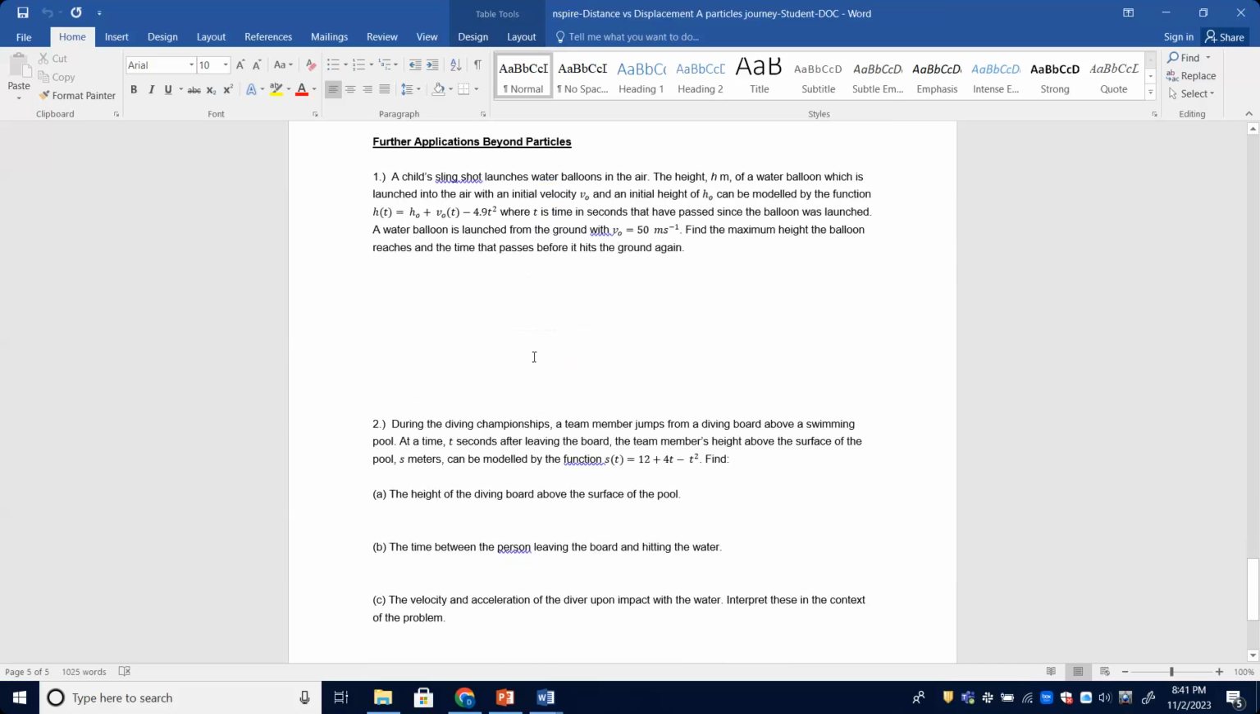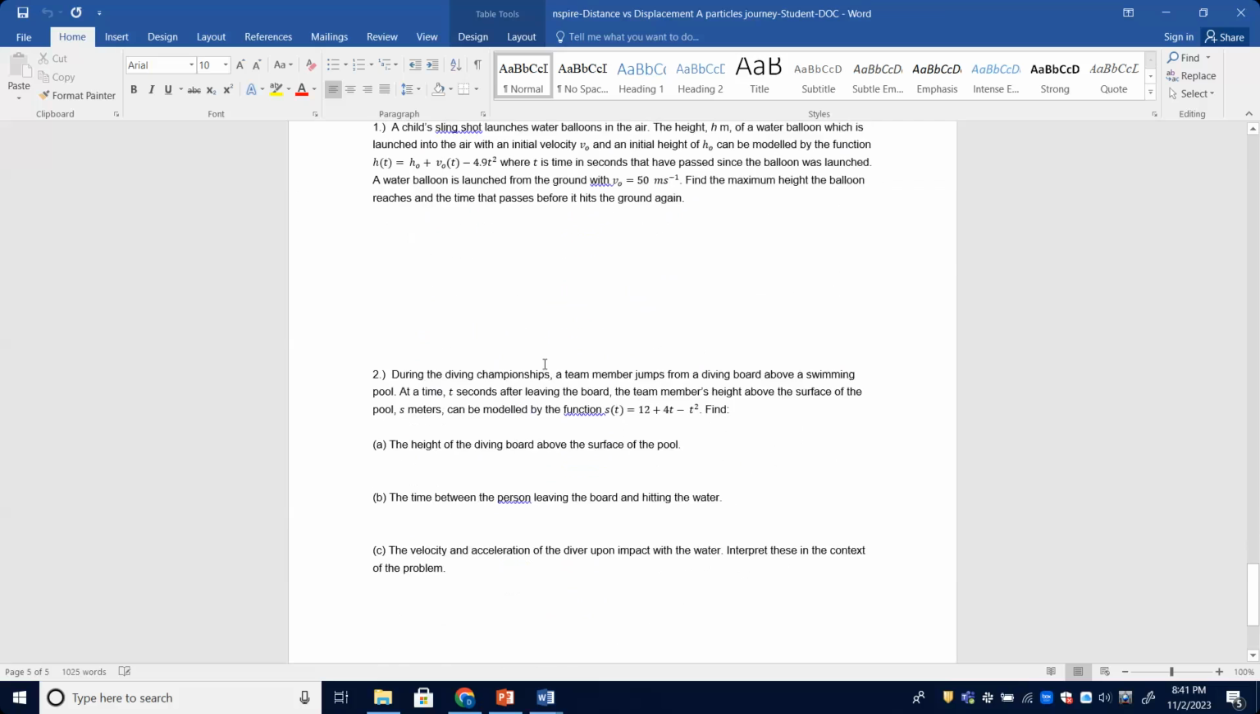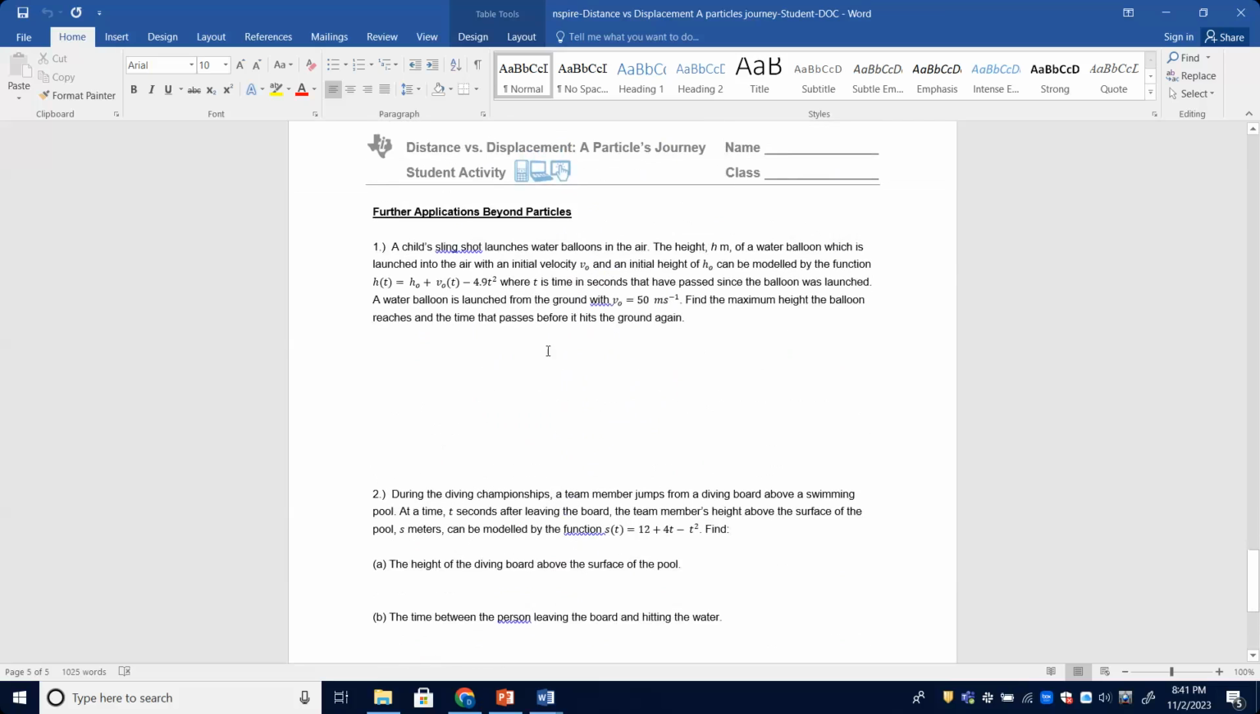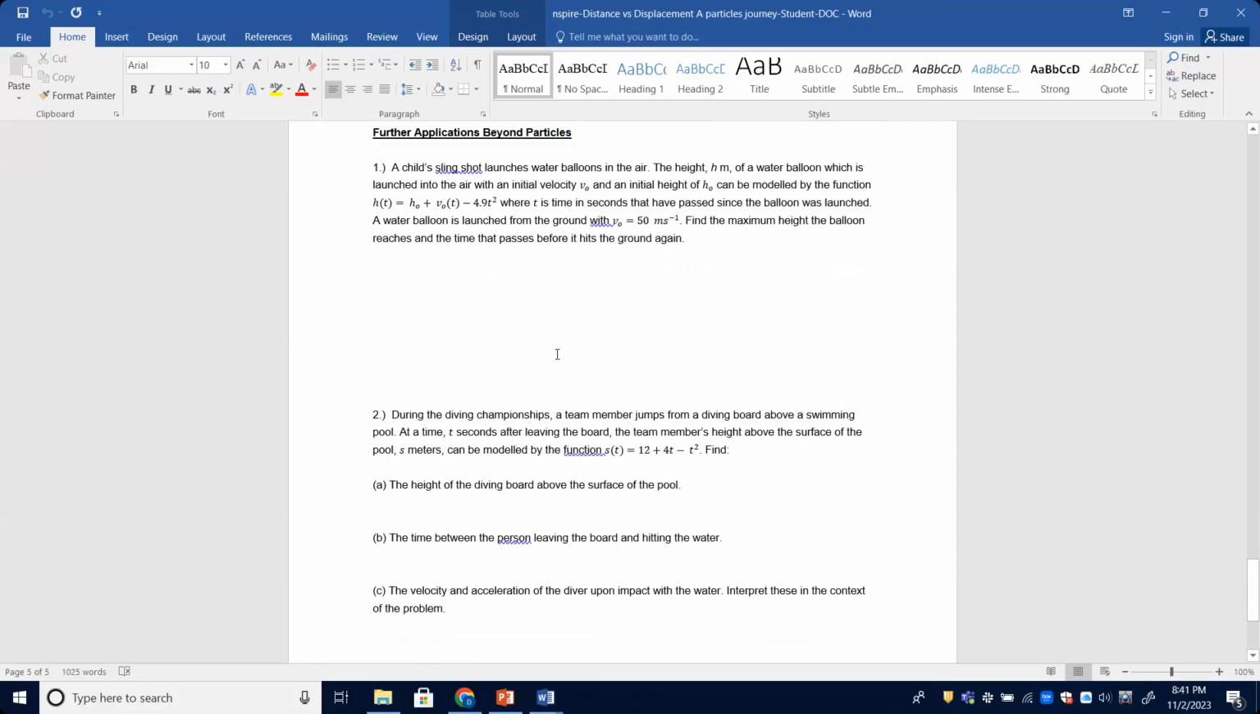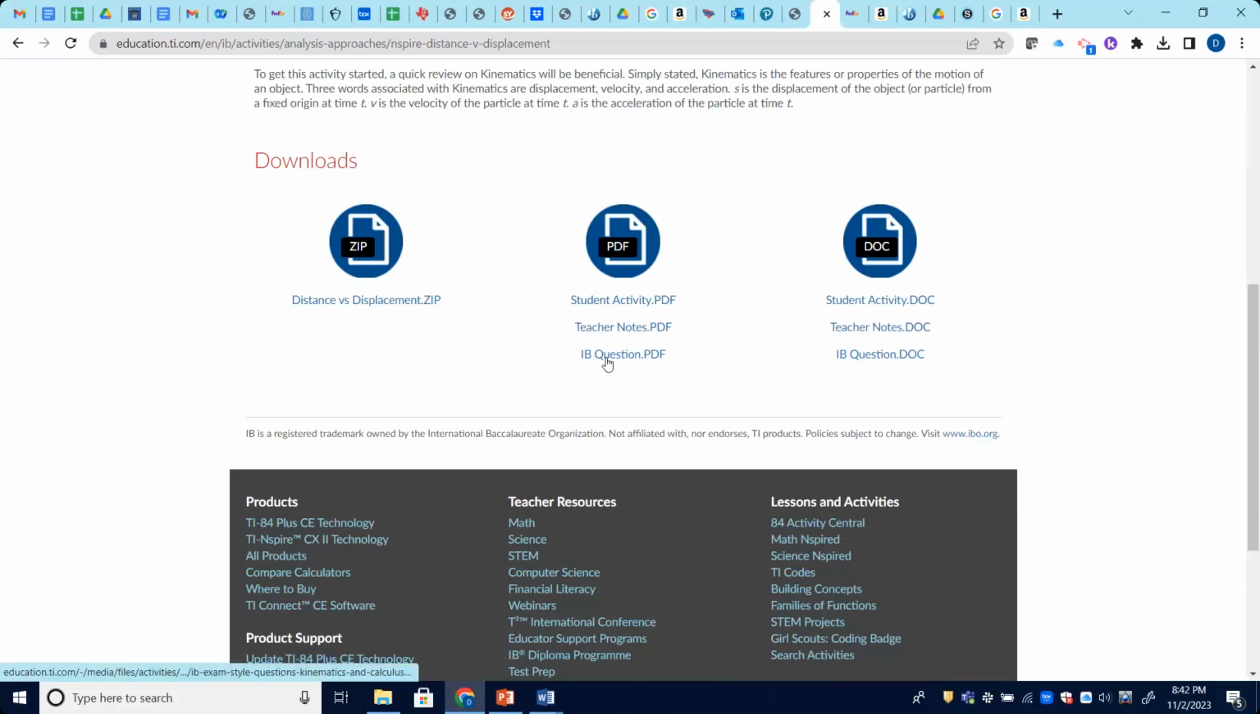So I try to throw in IB style questions to finish things off, with 2 in this case. So again, every activity comes with a separate IB question, but you'll also find 1 or 2 embedded into the activity. All right. So I just kind of went through a couple of the activities.